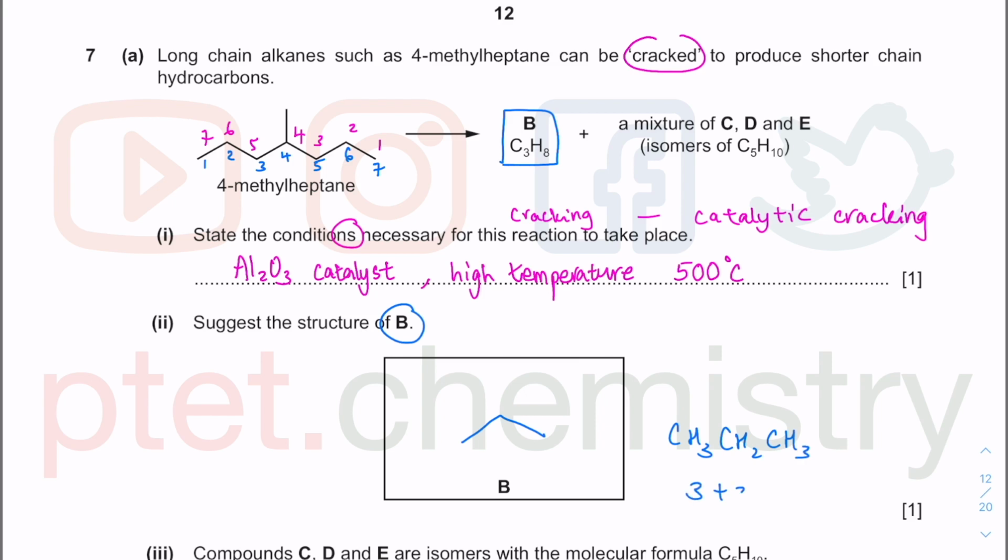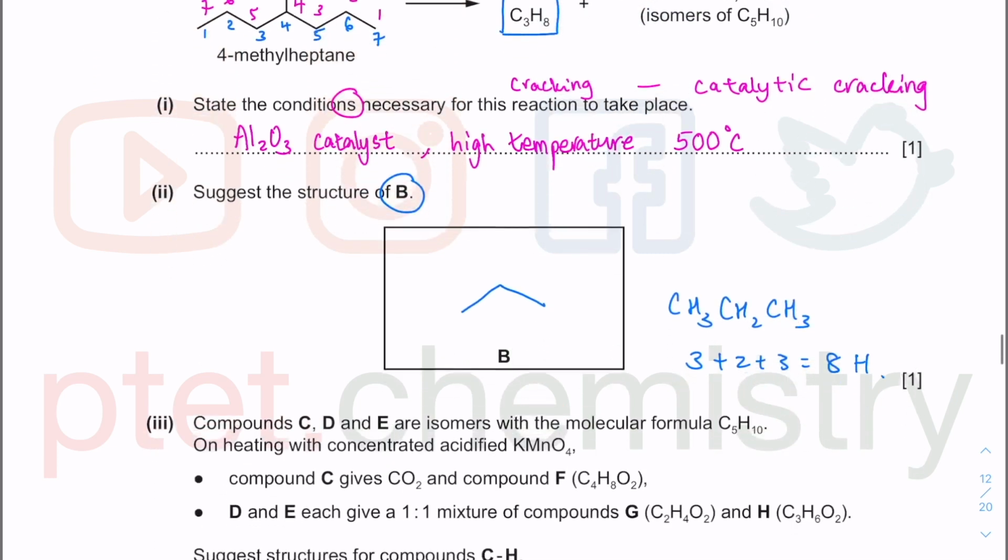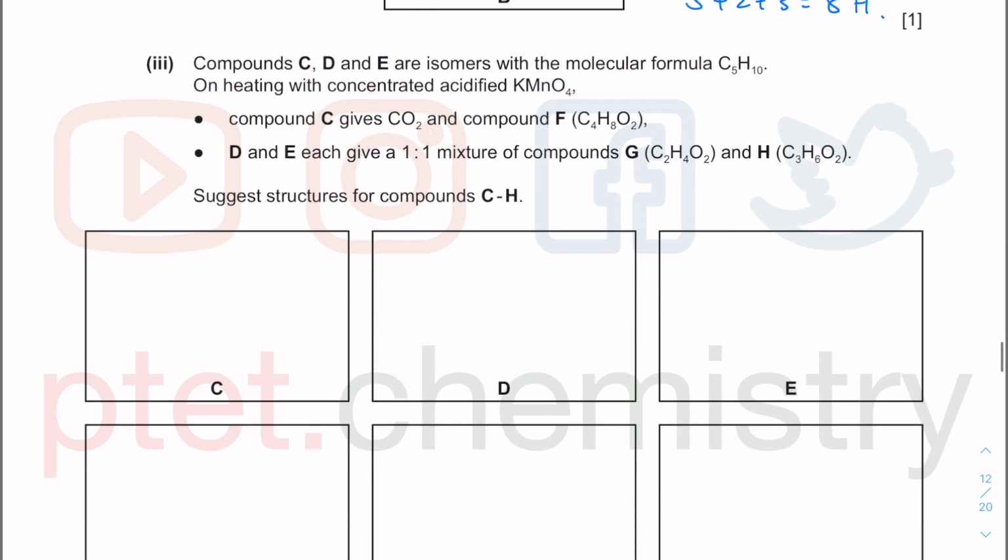Yeah, 3 plus 2 plus 3 is 8 hydrogen. It's entirely possible. It cannot be an alkene because there are too many hydrogen there. It's CnH2n+2. They did not mention skeletal, display or structural, so you can do skeletal, structural, or even display. You still get the 1 mark there. On to the next bit of the question.